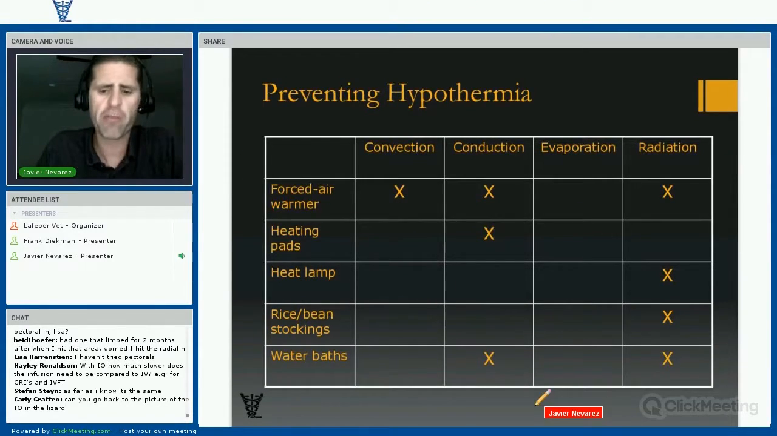they can counteract. All the forced air warmers, things like Bair Huggers and other equipment of that nature, they can counteract convection, conduction, and radiation, depending on the different type of blankets that you use with them. Heating pads are typically only good for conduction. Heat lamps only do radiation, right?